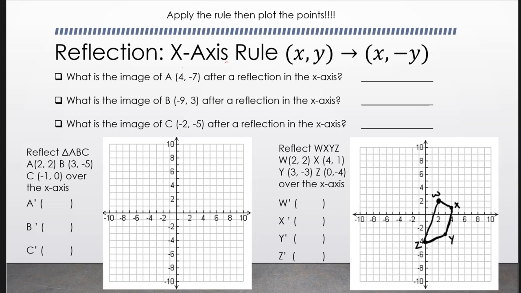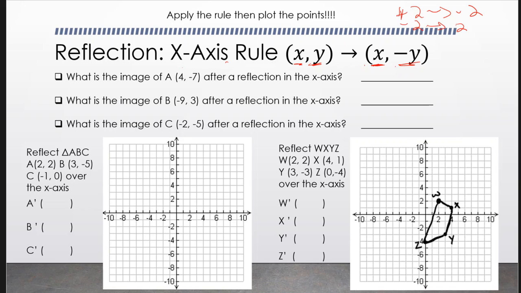When it comes to this, for the reflection, if it's over the x-axis, the rule is the following. If the original coordinates are x and y, when you're reflecting something over the x-axis, the x stays the same, and the y becomes negative y. This doesn't mean that it has to be negative. It's just indicating that the sign is changing. So if it was a positive 2, it would become a negative 2. If it's a negative 2, it'll become a positive 2. That's what it means by the negative there.